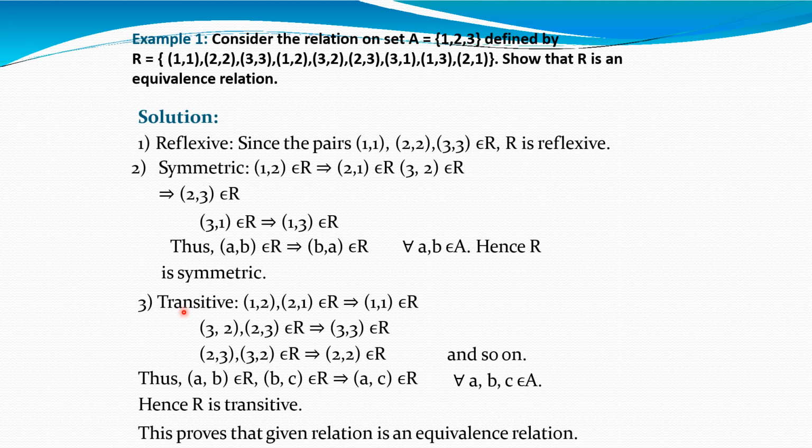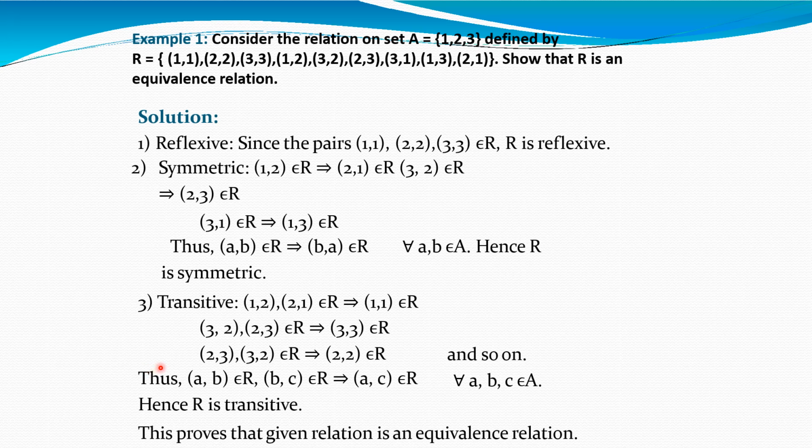See for (1,2), (2,1) in R, because these pairs are of the type (a, b), (b, c). So just check for (a, c). (a, c) is (1,1) and (1,1) is present in R. Similarly for (3,2), (2,3) in R, (a, c) is (3,3), it is in R.